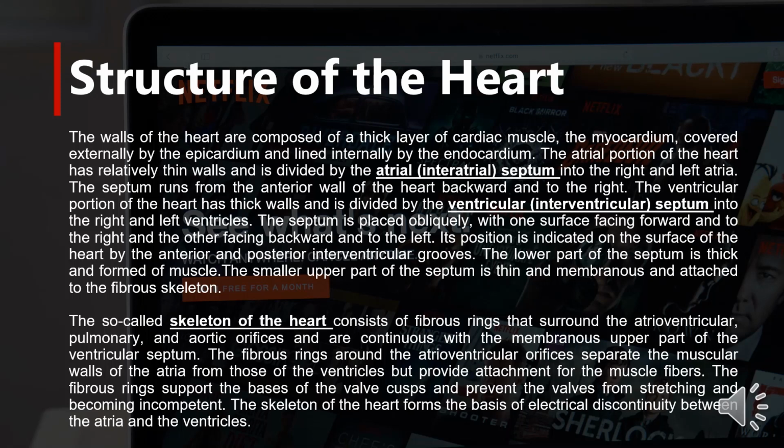The so-called skeleton of the heart consists of fibrous rings that surround the atrioventricular, pulmonary, and aortic orifices and are continuous with the membranous upper part of the ventricular septum. The fibrous rings around the atrioventricular orifices separate the muscular walls of the atria from those of the ventricles but provide attachment for the muscle fibers. The fibrous rings support the bases of the valve cusps and prevent the valves from stretching and becoming incompetent. The skeleton of the heart forms the basis of electrical discontinuity between the atria and the ventricles.